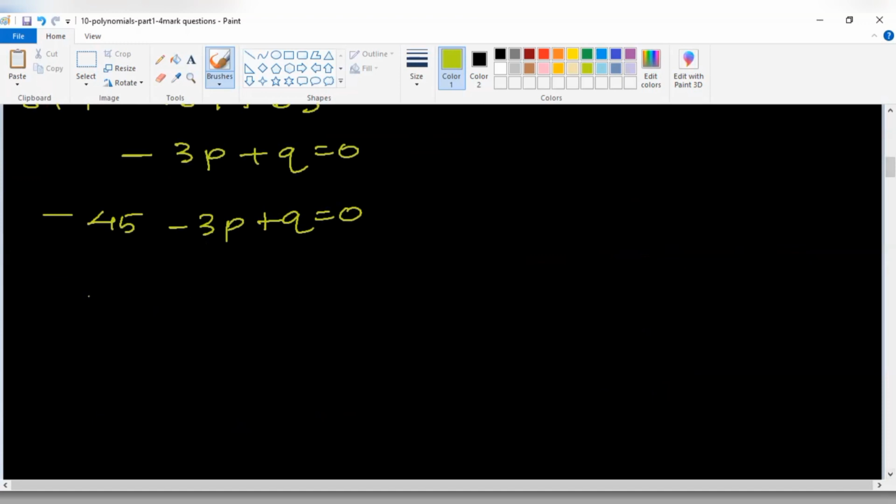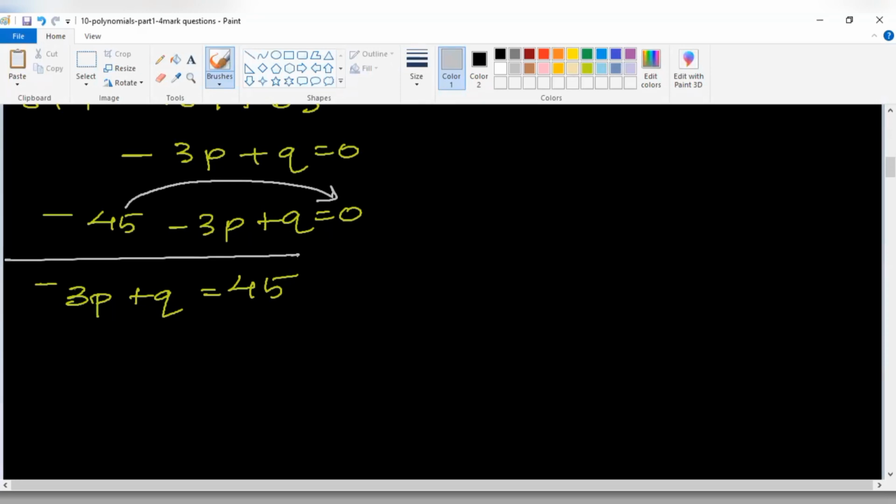Now we will get the equation. We need an equation, so we will get it as minus 3p plus q is equal to 45. What I have done is negative 45 is taken to the other side, thus it became positive 45. Thus we got an equation.